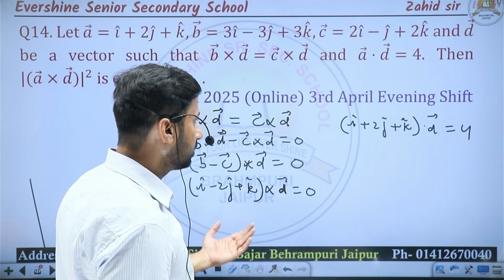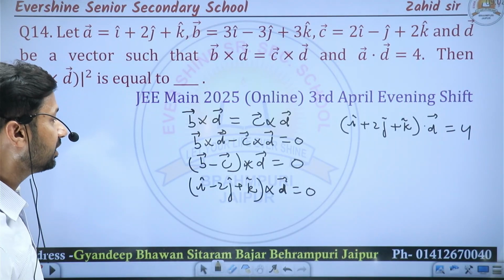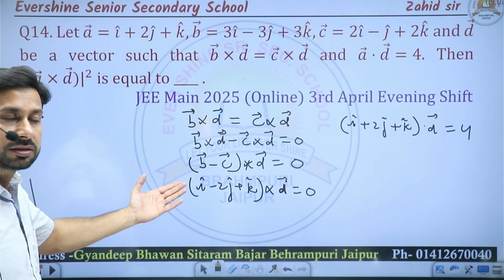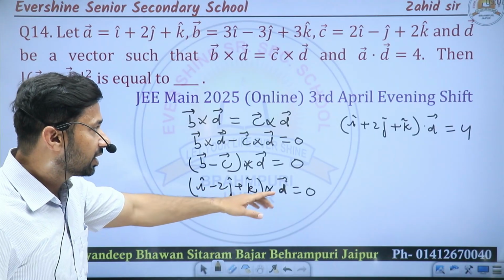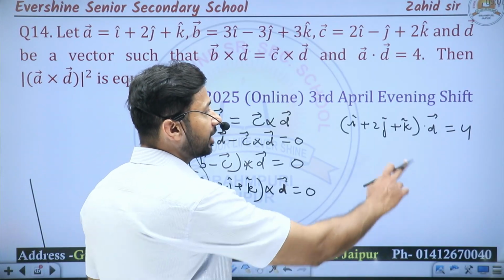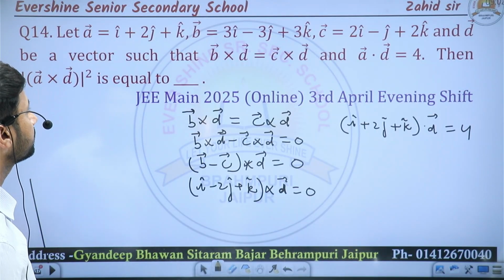Here I can take vector d as x i cap, y j cap and z k cap, and then we can find it easily because we have done a lot of questions of this kind. Clear, beta? We can consider d as x i cap, y j cap, z k cap, and here we will find their dot product. Here we will find their cross product, and we'll simplify them to get the answer.